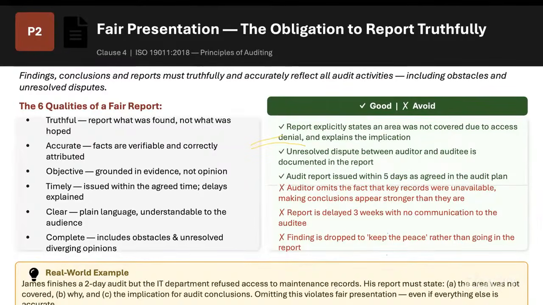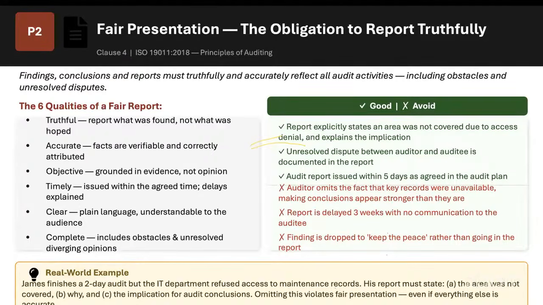But here it is expected that you report that finding. You report it. So you now include any obstacles, and if there are unresolved diverging opinions, oh, there is an opinion between myself, this is what I have observed, but this is the auditee's comment, put everything in your audit report. Let it be plain, let it be clear.